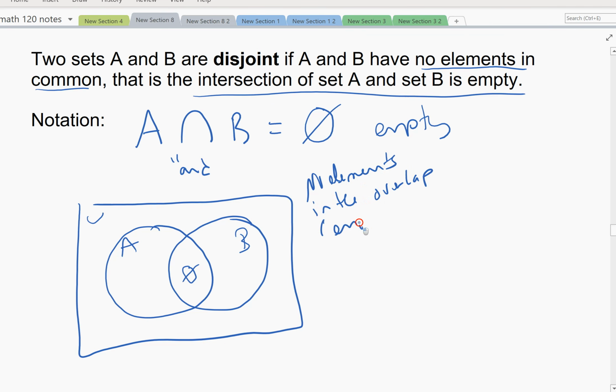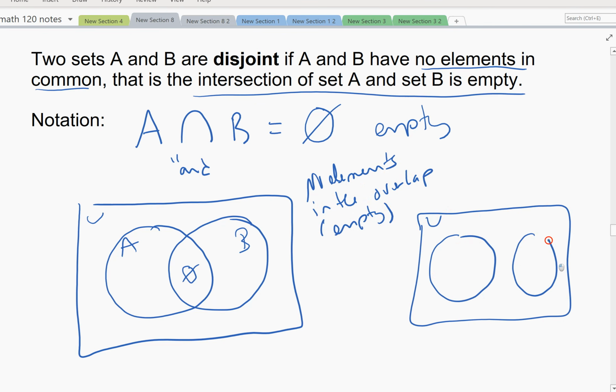That would be empty. All right? The overlap would be empty. Or another way we can draw it is if we know they're already disjoint, we basically draw the two circles separate. Right? There is no overlap, therefore we don't draw them with overlap. This would be an example of no overlap. No intersection, right? Because it's empty.